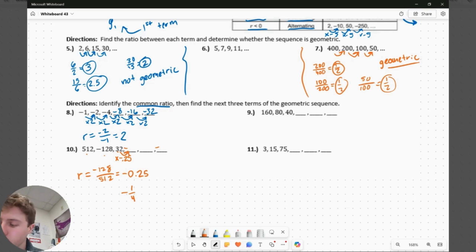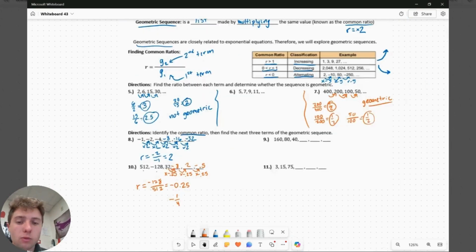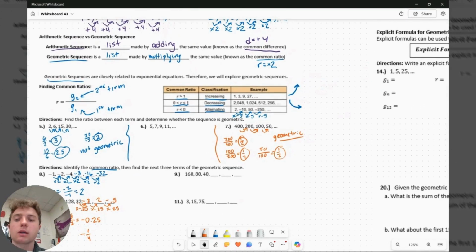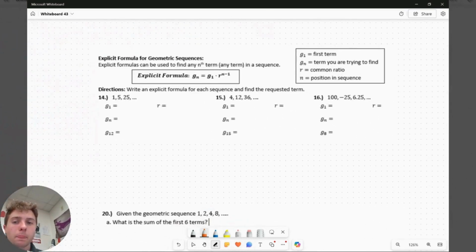The signs must alternate. As you multiply it out, 32 times -0.25 gives us -8. Do your multiplication again, times -0.25. That would end up giving us +2. And if you did the multiplication one more time, times -0.25, you would end up getting a value of -0.5 or -1/2. If you need to find the next 3 terms, find the ratio and figure out the pattern. You know the pattern, you know the ratio, continue to apply it.